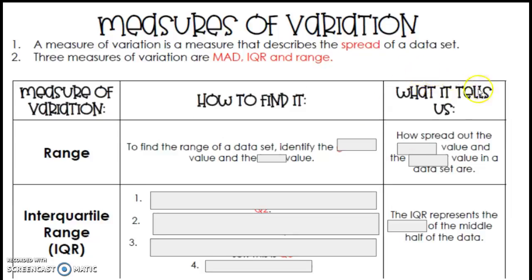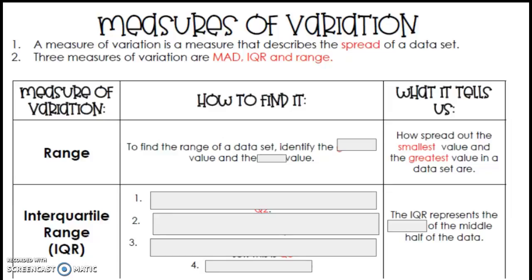First, I'm going to talk to you about what it tells us, and then we'll do how to find it. So the range tells us how spread out the smallest value and the greatest value are in the data set. That's what it tells us.